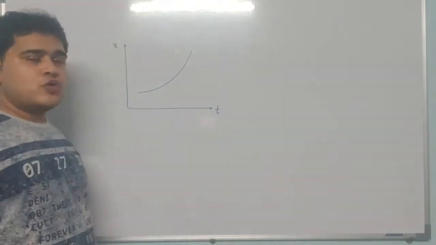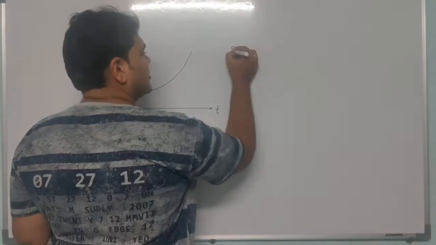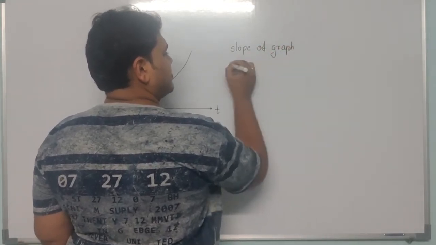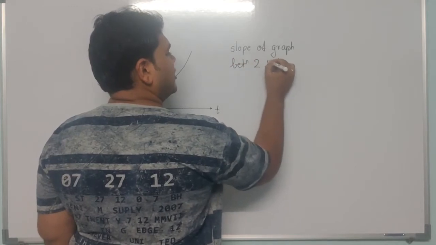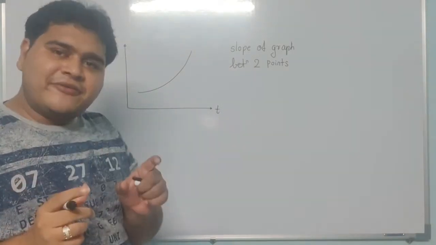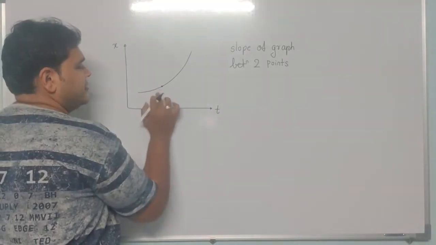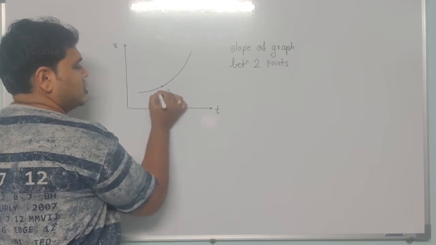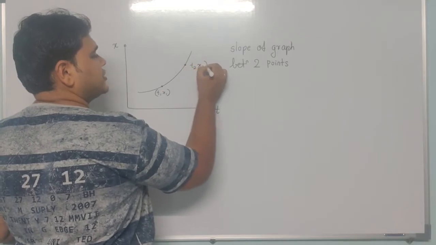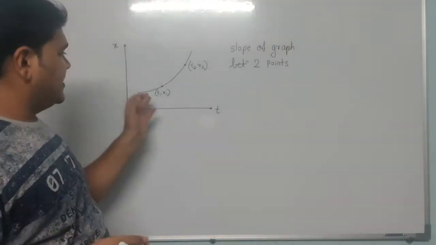Now, if I want to find the slope of the graph between 2 points, then basically we take 2 points in the graph, say this one, let's call it t1, x1, the coordinates, and over here say t2, x2. So my x coordinate stands for t and the y coordinate stands for x.